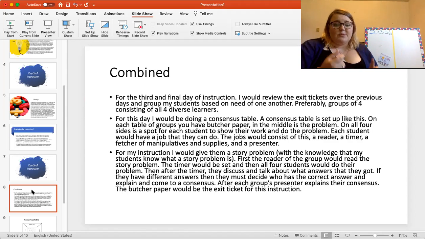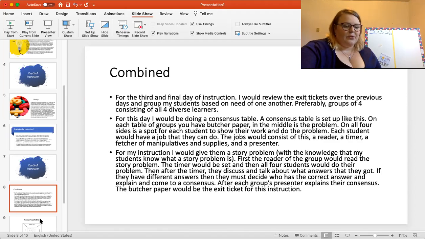For example, the jobs would consist of a reader of the story problem, a timer for how long it takes them, a fetcher of manipulatives and supplies, like getting manipulatives if one student needs to do an array, and then a presenter after they make up their consensus.